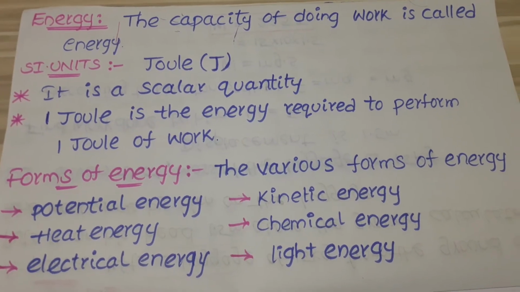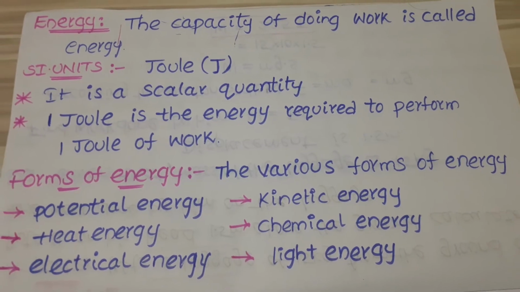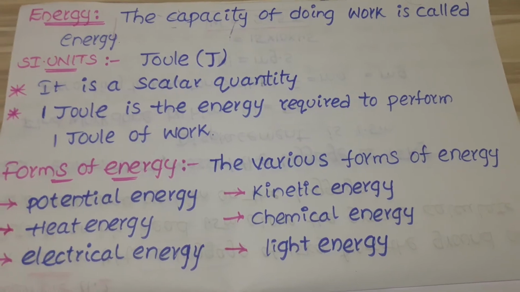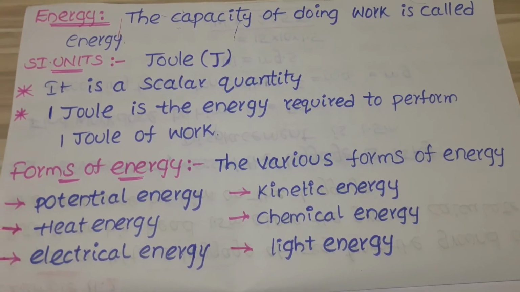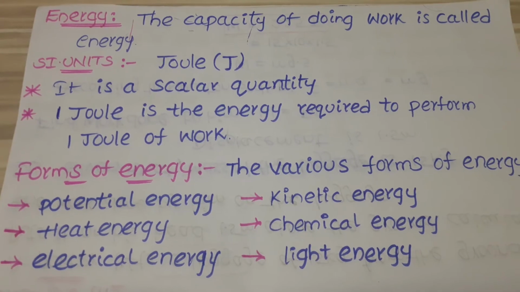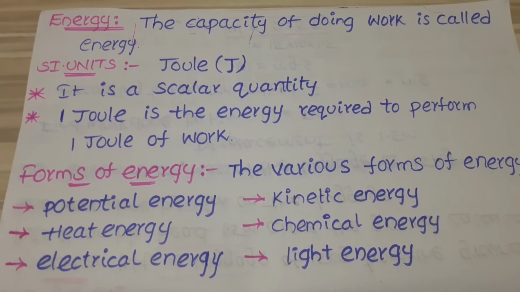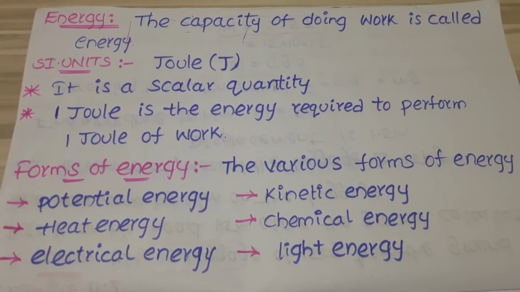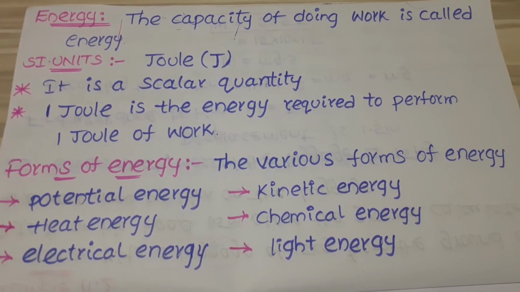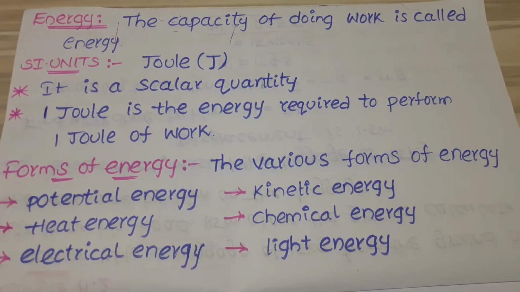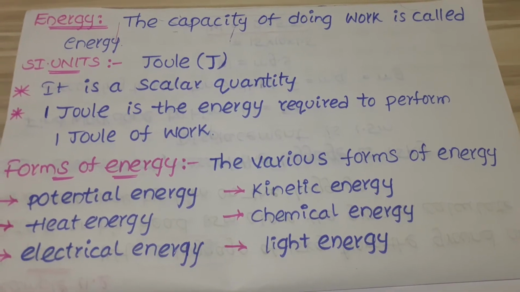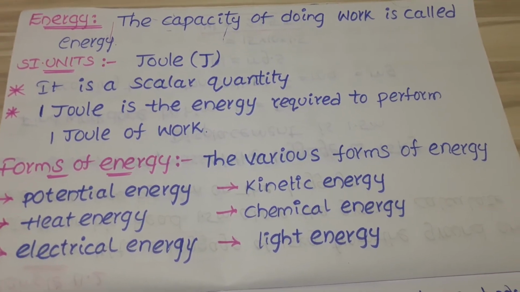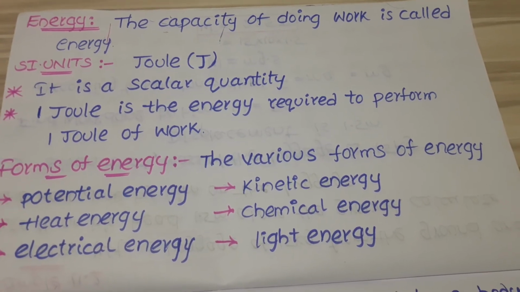Next, it is a scalar quantity. We already discussed scalar quantity. The basic definition of a scalar quantity: a physical quantity which has no direction, only magnitude. Energy has only magnitude, it has no direction. So energy is a scalar quantity. So 1 joule is the energy required to perform 1 joule of work. If we perform work of 1 joule, we require 1 joule amount of energy.